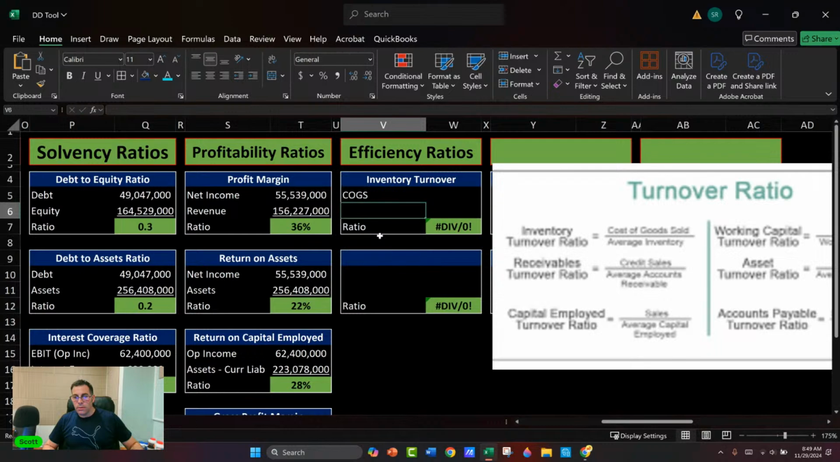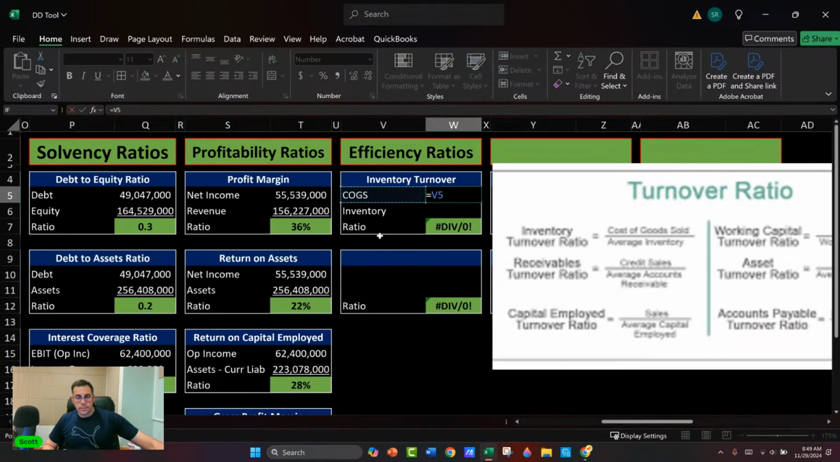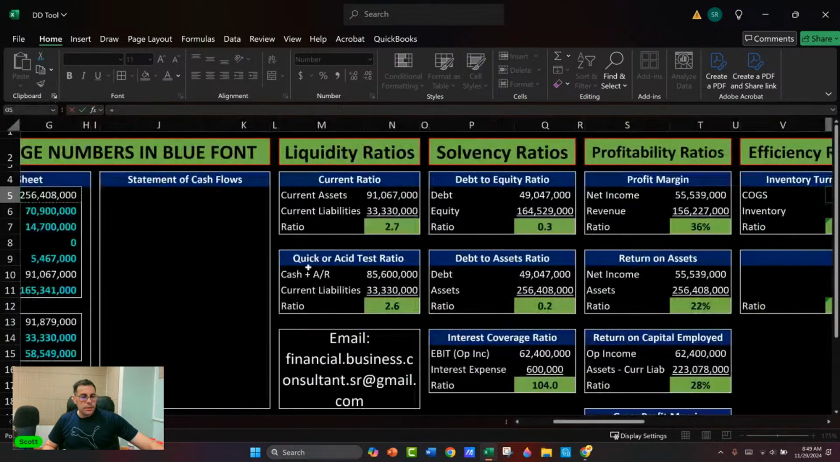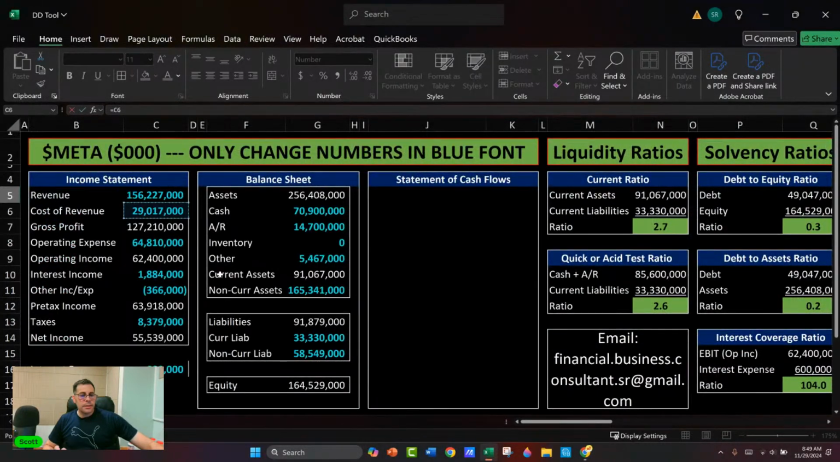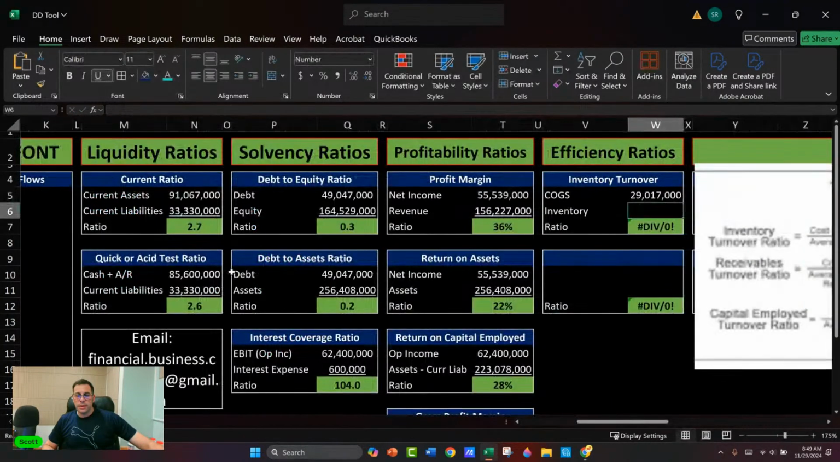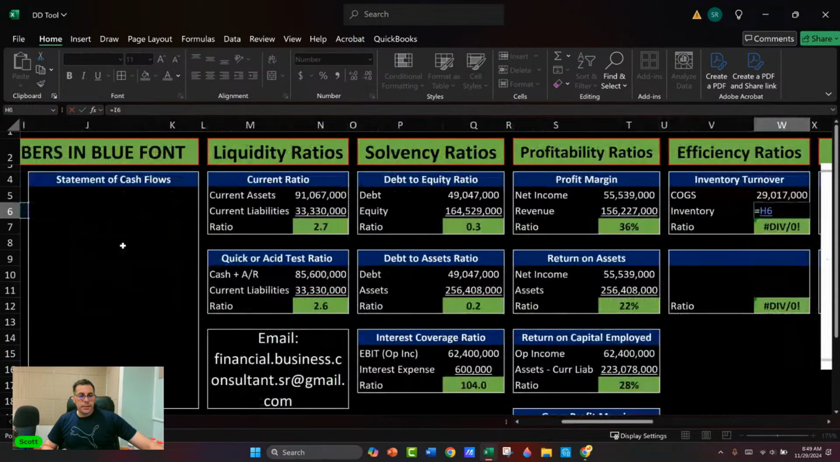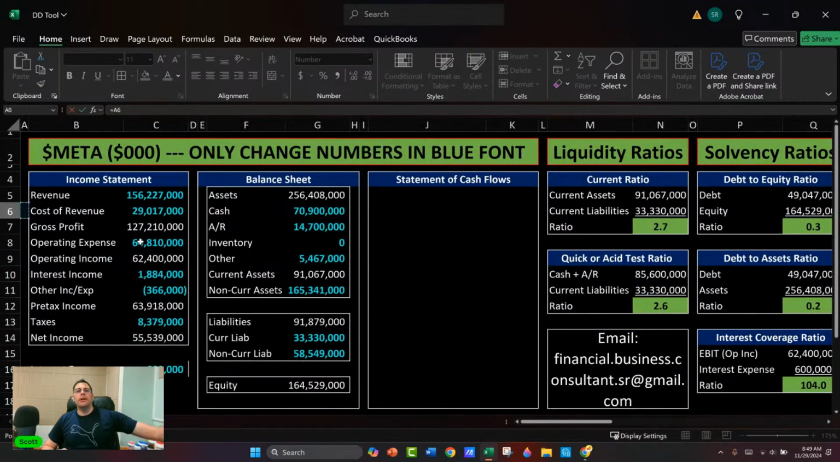So COGS over inventory. COGS is cost of revenue, all cost of goods sold. Usually COGS is when you sell a physical product. They don't sell physical products. They provide a service, Meta. So they call it cost of revenue.